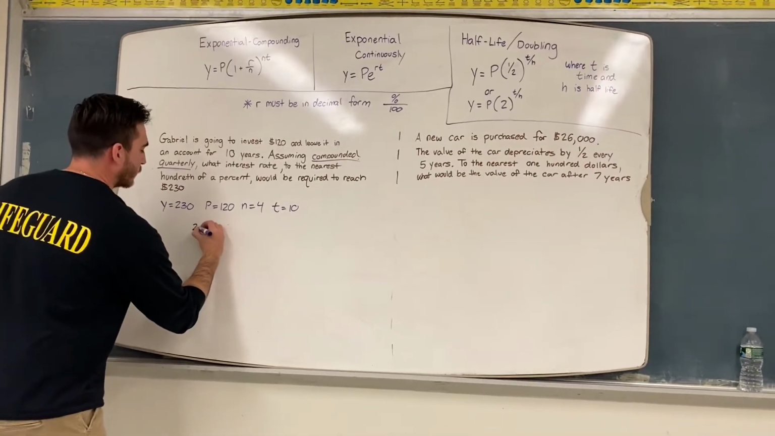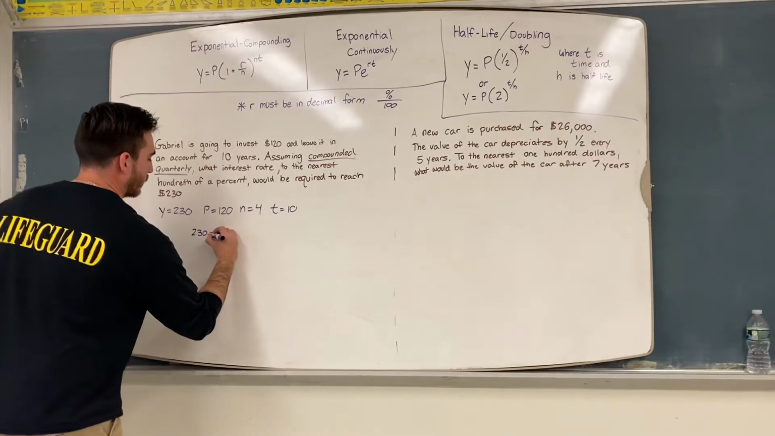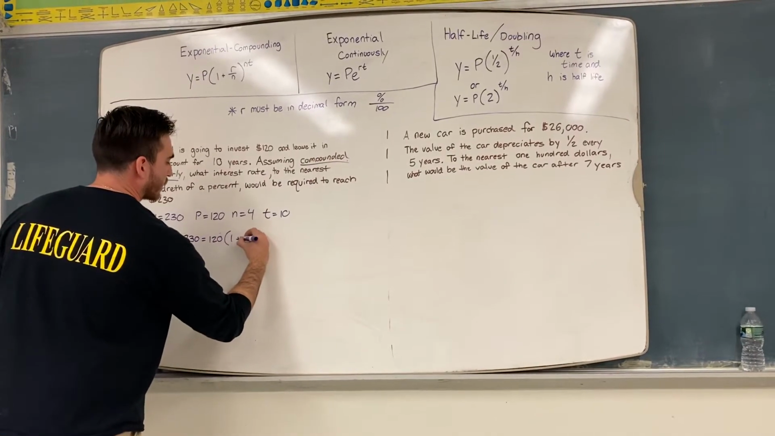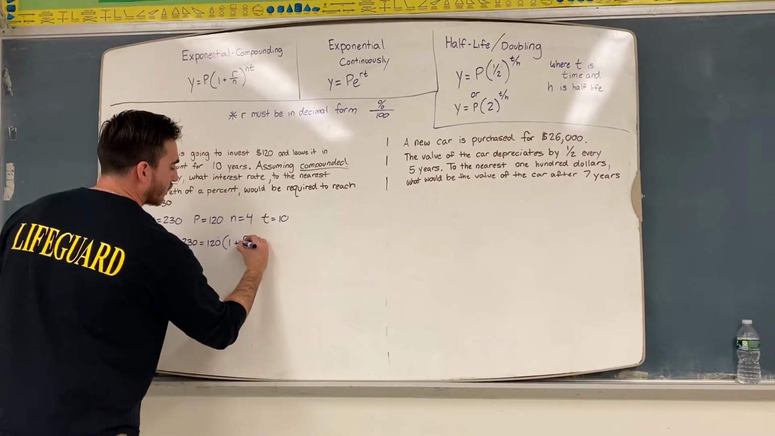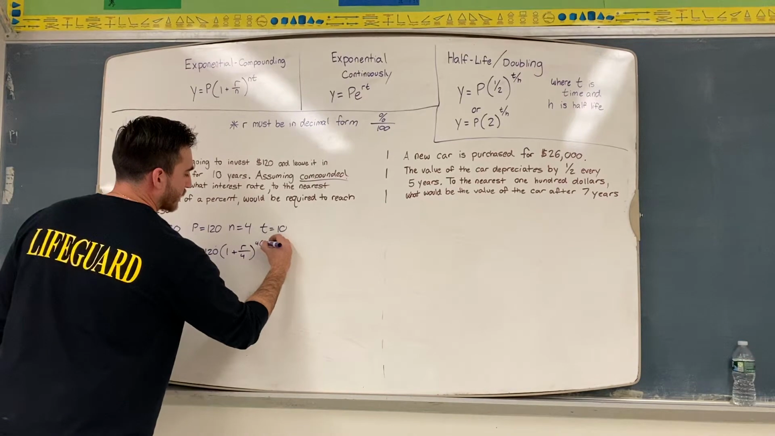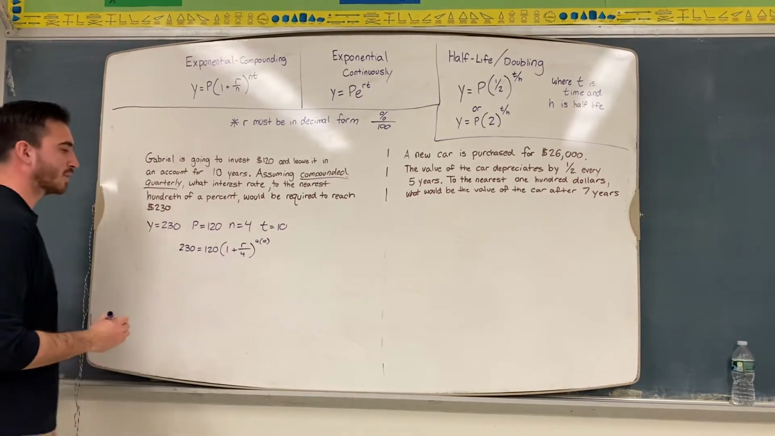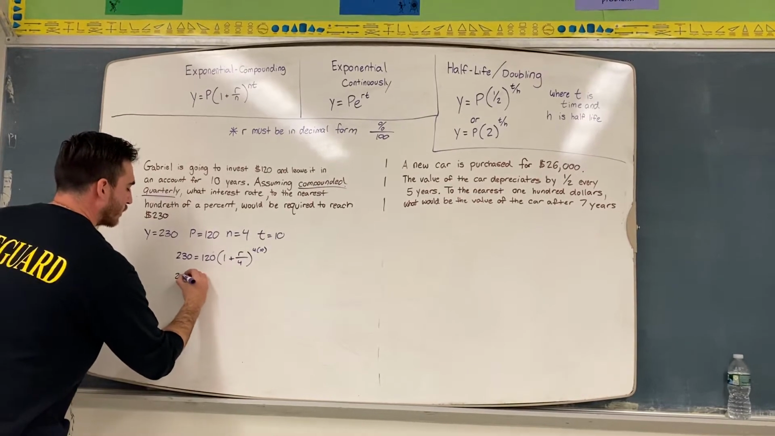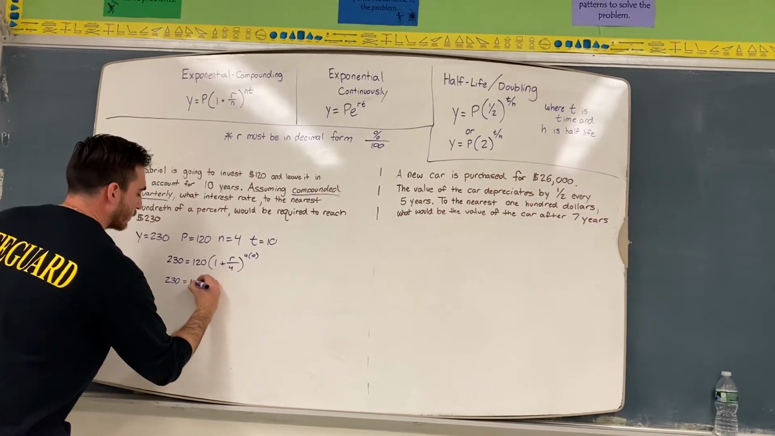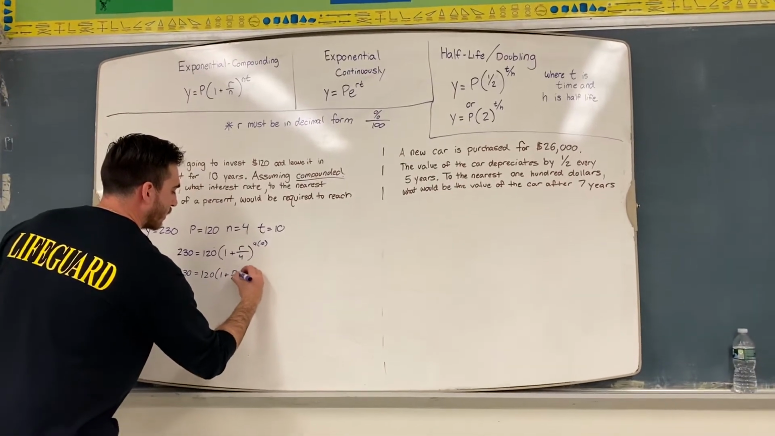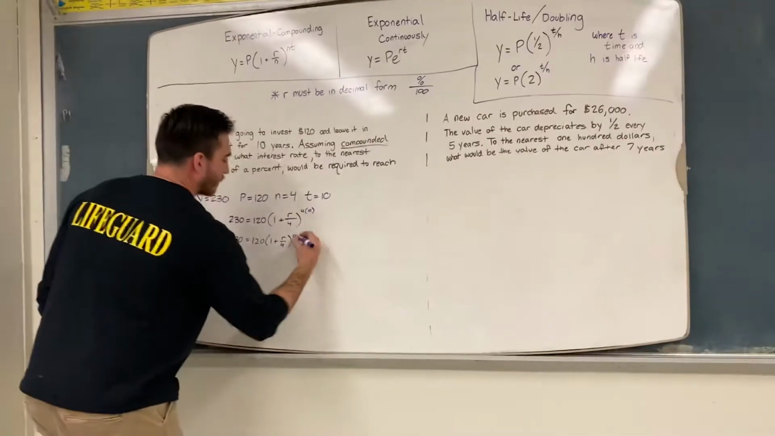So I have 230 equals 120, 1 plus, we're going to keep it as an R because we don't know what that is, divided by 4. So the 4 times 10, that is our exponent. Now we're going to simplify our exponent just a little. We have 230 equals 120, 1 plus R over 4 to the 40.